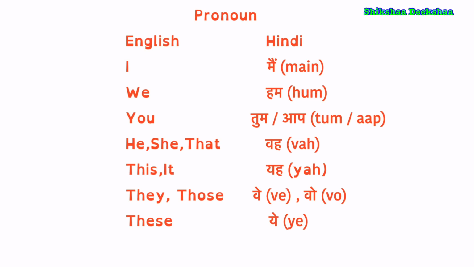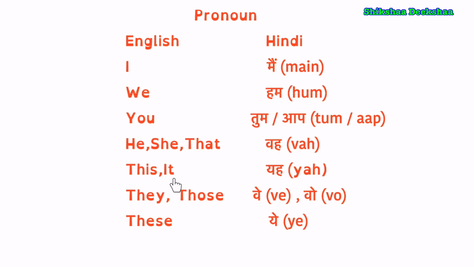So before we start this lesson, let's revise our pronouns because these are the words you use very often as the subject in your sentences. I means मैं, we means हम, you means तुम or आप. If the subject is younger than you or is your friend, then you use तुम for you. Otherwise, if the subject is elder than you or you want to show respect towards the subject, then you use आप for you. He, she, that means वह.